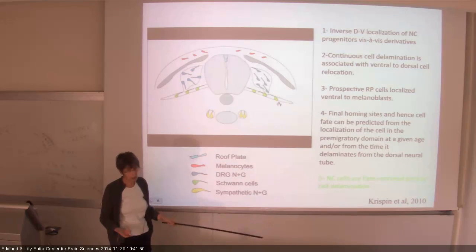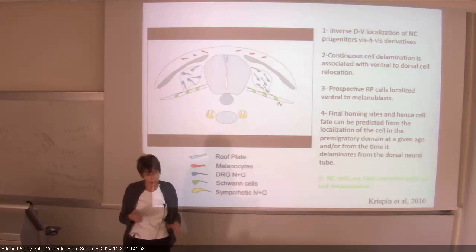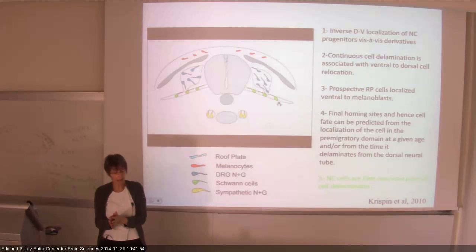So one of the main projects in my lab is now trying to understand not the beginning of the delamination of crest cells, which we have worked on for many years, but what triggers the end of the process of crest production and the transition of the dorsal neural tube from PNS to CNS. Okay? Any questions?